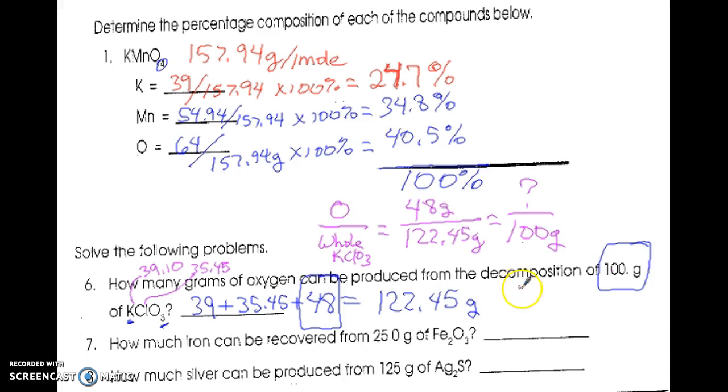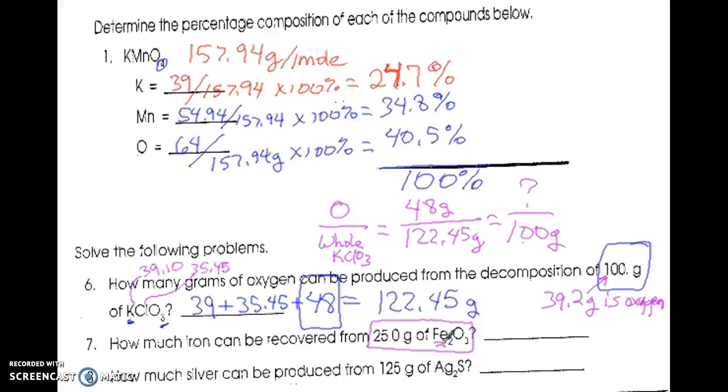Great. You should have gotten 39.2 grams of this is oxygen. Now let's look at our next question. How much iron can be recovered from 250 grams of iron(III) oxide? Iron(III) oxide, 250 grams, how much iron can we recover?